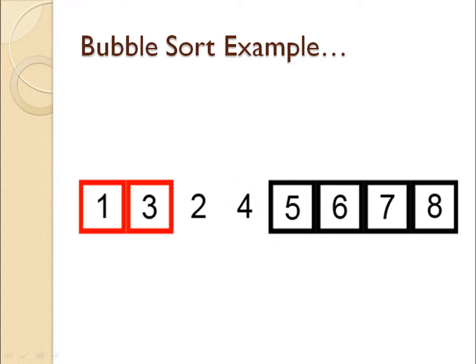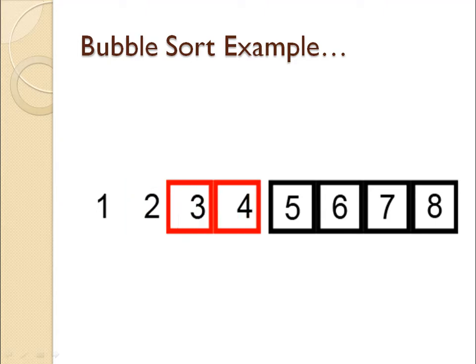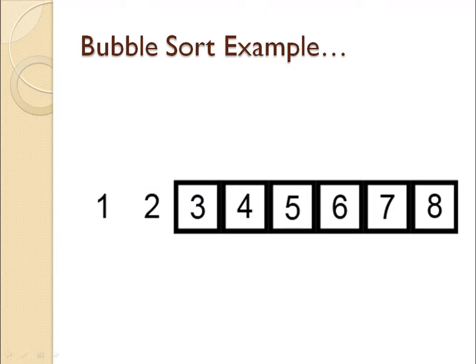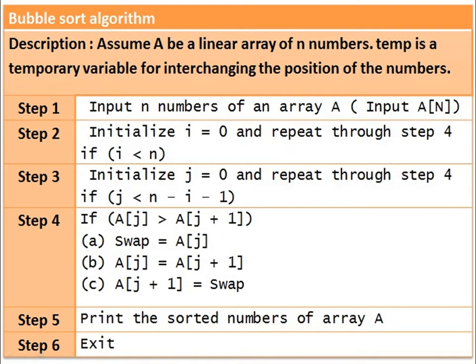Now we are left with 4 elements. 1 and 3 compared, no swapping. 3 and 2 compared, swapping. And 3 and 4 compared, no swapping. Now 1 and 2 compared, no swapping. 2, 3 compared, no swapping. 1 and 2 compared, no swapping. So all the elements are sorted. After this you get the sorted list of elements. Okay, so this was the example.